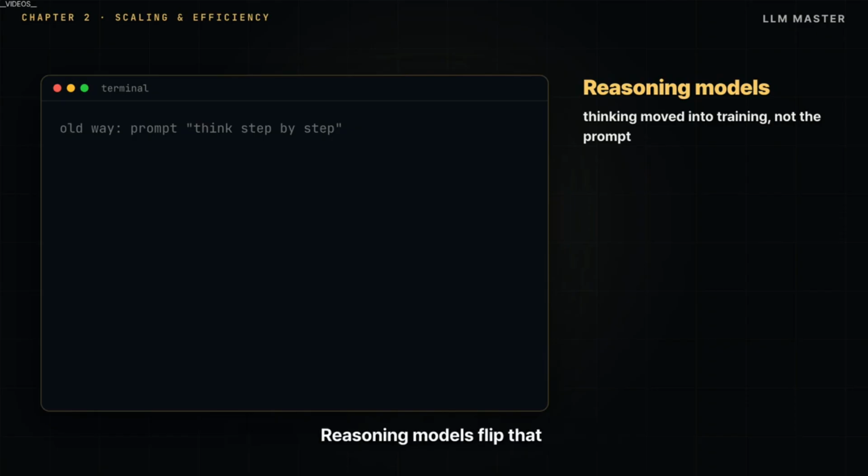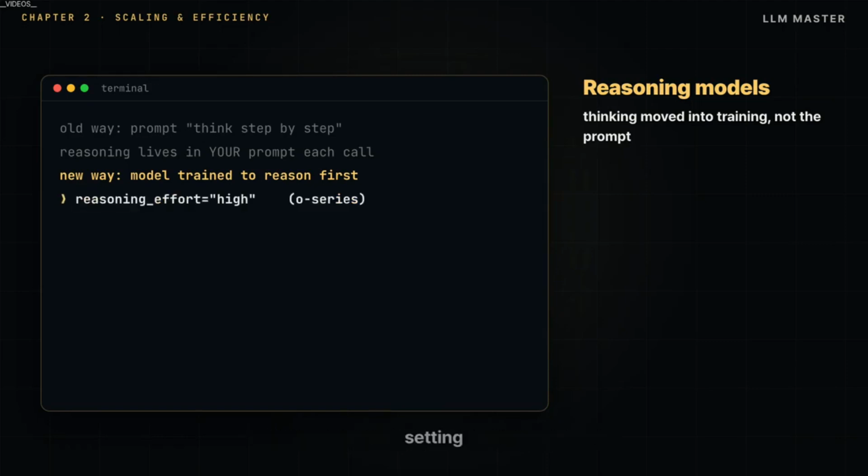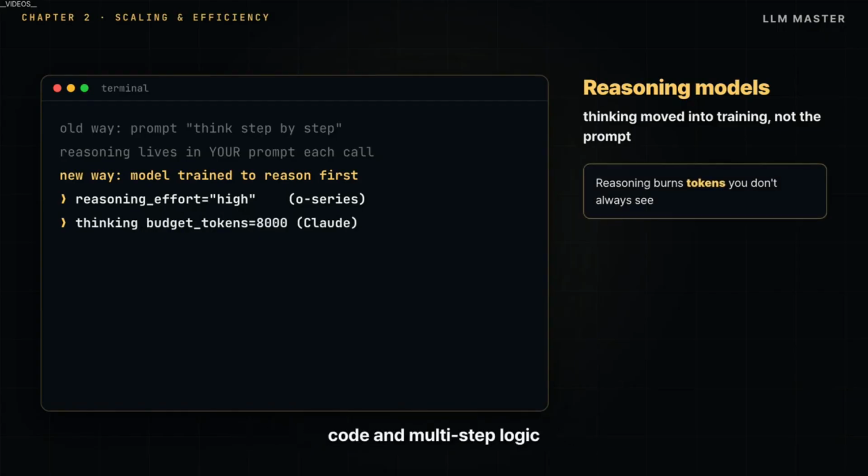Reasoning models flip that. Instead of you prompting the model to think, the model is trained to reason first, to generate a long internal chain of thought before it commits to an answer. You control how much with a single knob. OpenAI's O-Series takes a reasoning_effort setting, and Anthropic's extended thinking takes a thinking budget, expressed as a token budget or an effort level. Turn it up, and the model deliberates longer, which genuinely helps on math, code, and multi-step logic.